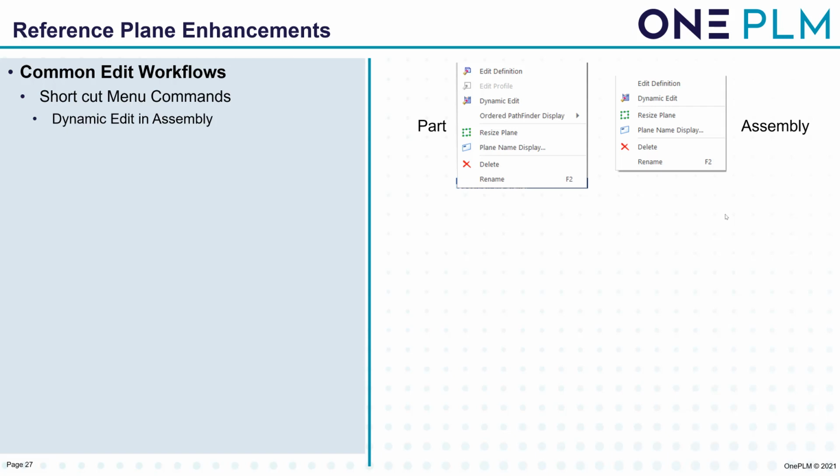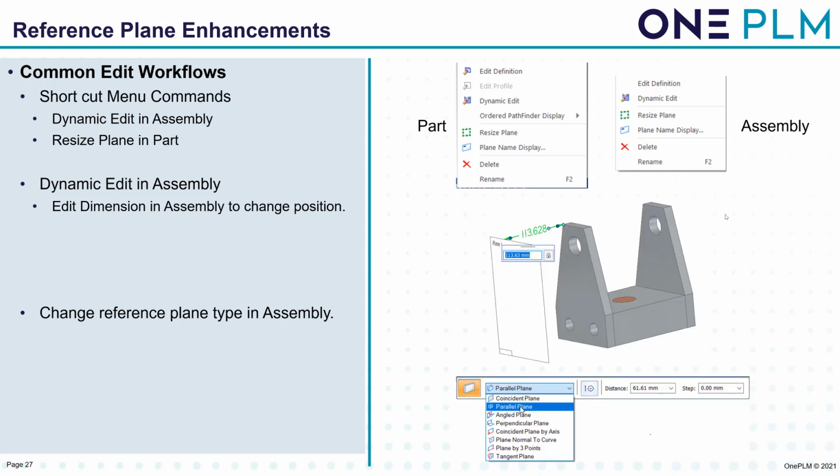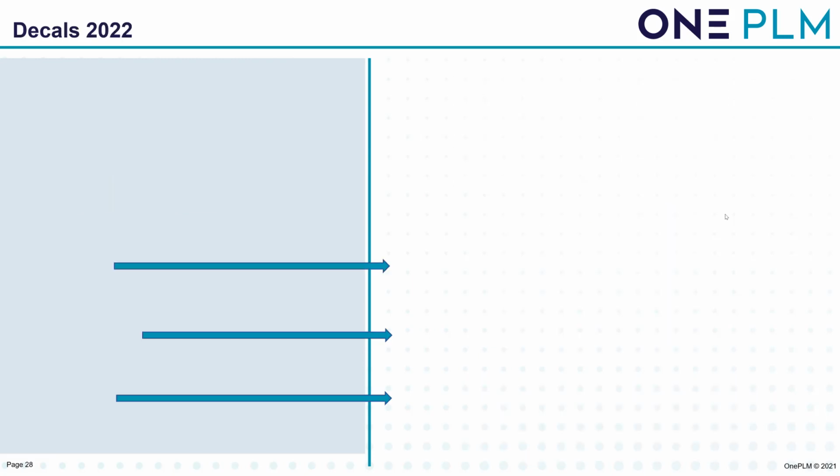options. So you can see we've got our dynamic edit, we've got our reference, our resize plane, our plane display is all very much similar in assembly as it was in part. Just makes it much easier for us to go and edit. So remember, dynamic edit is going to go and change that offset value if you're using a parallel plane. Don't use edit definition, otherwise the value disappears because the plane just jumps to the mouse. So remember, dynamic edit, when you're doing anything, dynamic edit should always be your first choice in my experience.